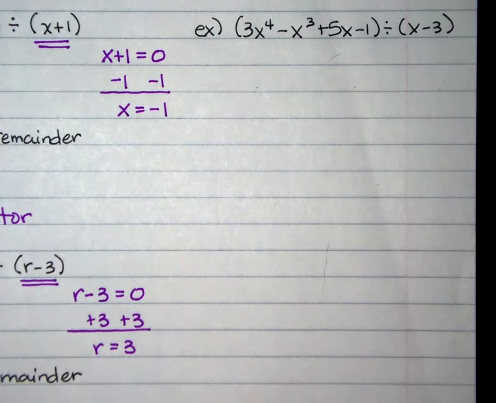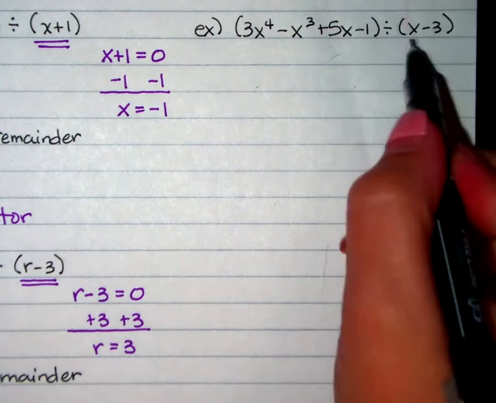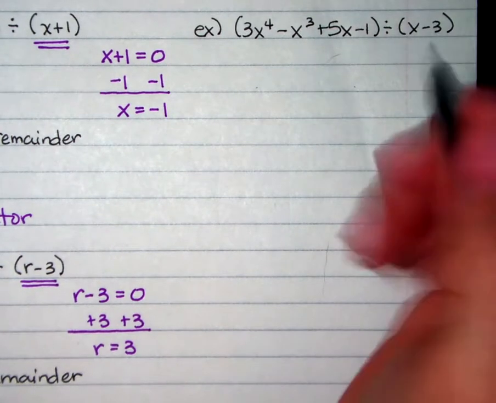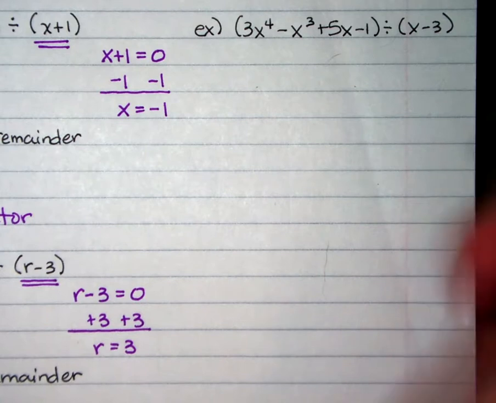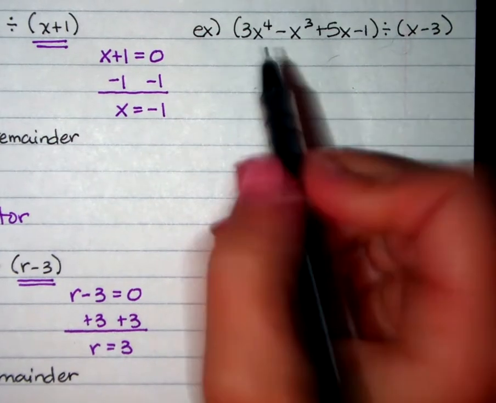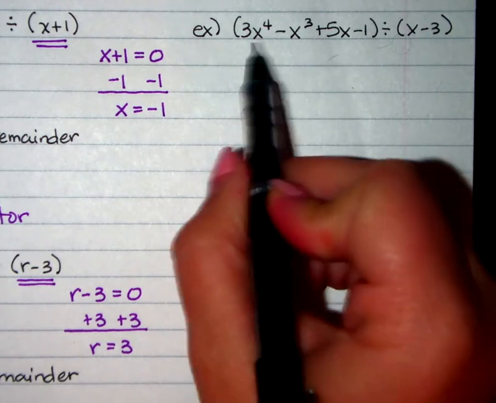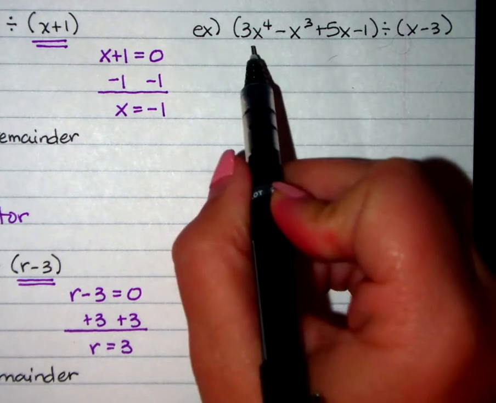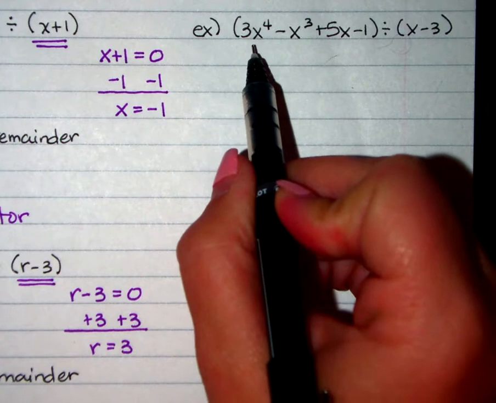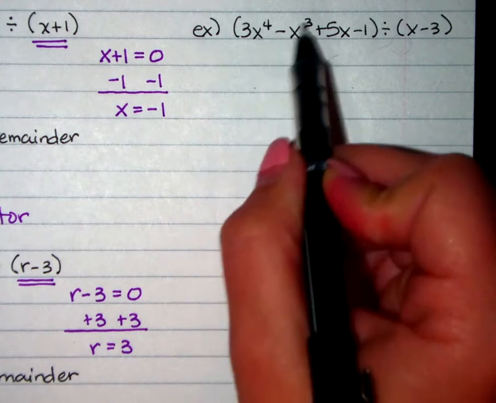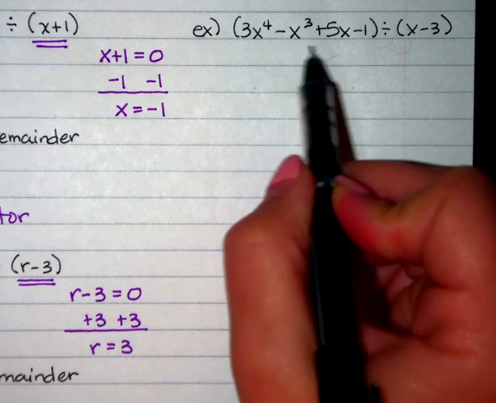Now, something to look at: my polynomial that I'm dividing into. This polynomial is in descending order, but is missing a term. I have my x to the fourth term, I have an x cubed, I'm missing an x squared term, and that's going to cause a problem. So what I need to remember is that I have to have coefficients all listed.